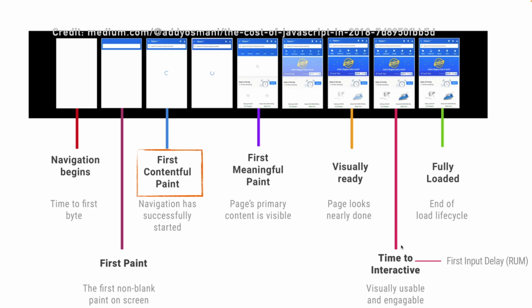And then we have another important metric, which is time to interactive. It means that the page or the content is visually usable and engageable. And this will bring us to the end of the load lifecycle. This journey has three key moments, which are whether something is happening on the page, whether the page is useful, and whether it is usable.